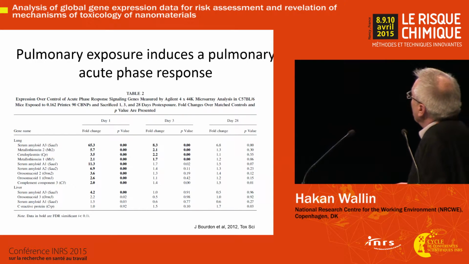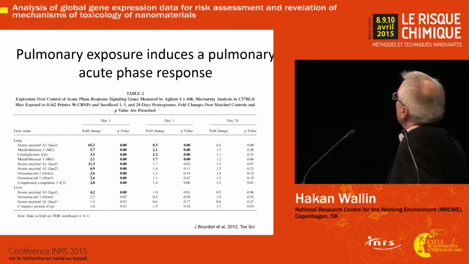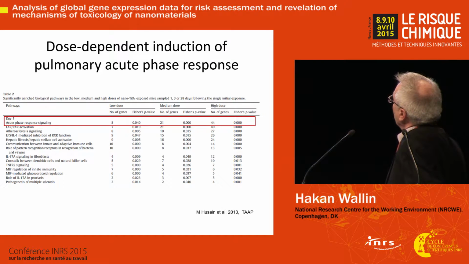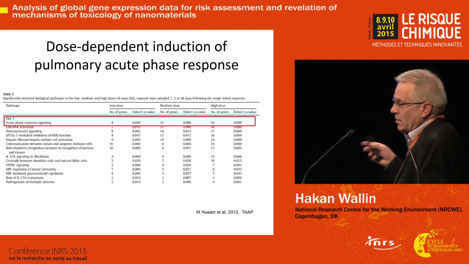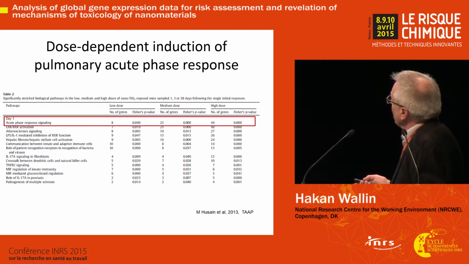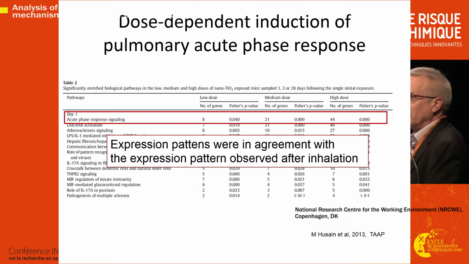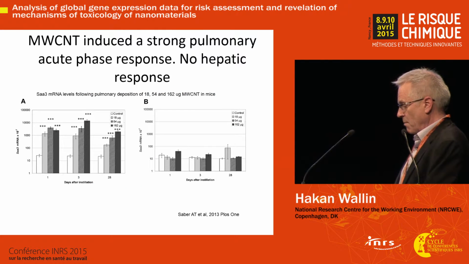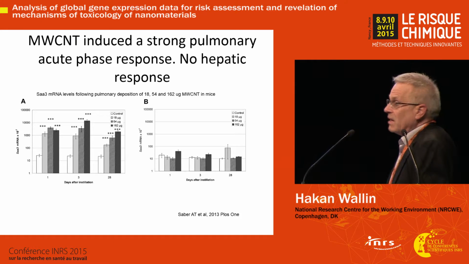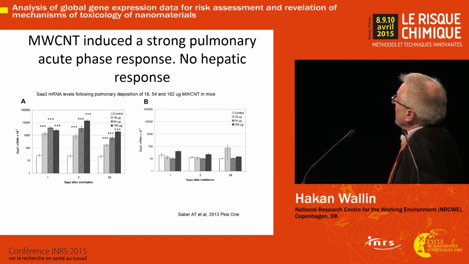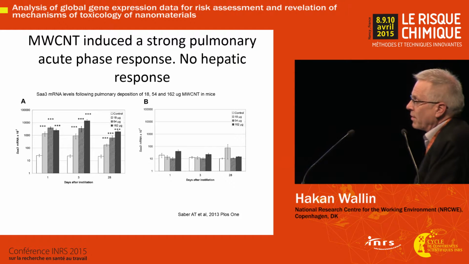We also saw this with titanium dioxide. So this is an experiment with the deposition of titanium dioxide in lungs, and we saw the global gene expression. Again, the acute phase signaling is a major reaction you will see from particle deposition in the lung. And we also looked at inhalation experiments, and we see the same type of reaction. This was intratracheal deposition, most of the things I showed today. We use that as a preferred method.